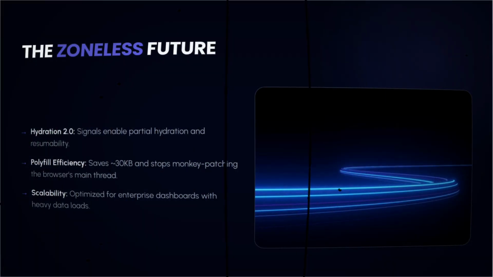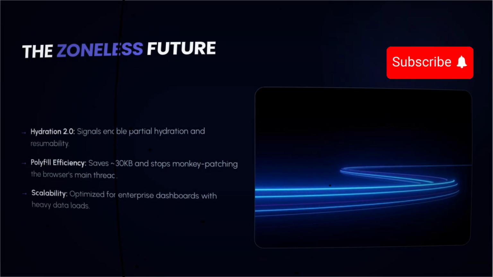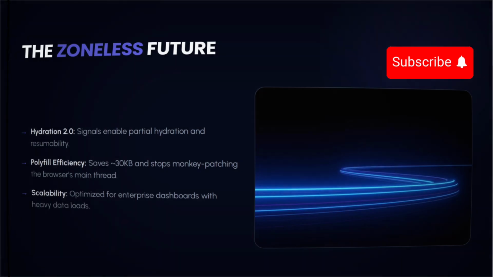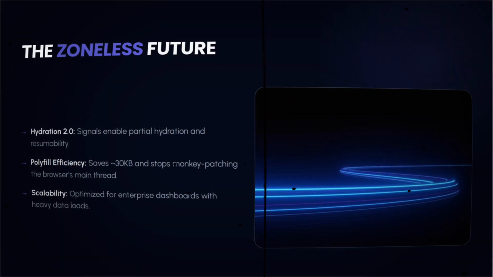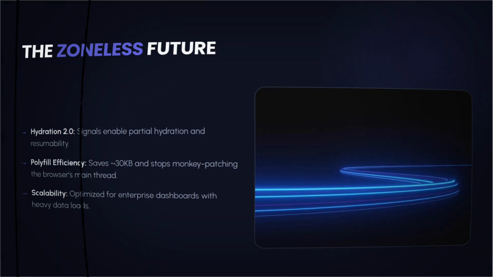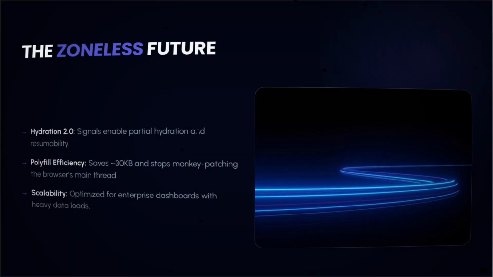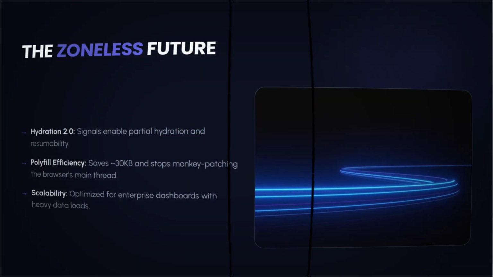Section 3. The Zoneless Future. Finally, let's look at the horizon, zoneless and resumability. Why is the team at Google obsessed with removing Zone.js? The answer is hydration. Traditional full-client hydration is slow and expensive. By using signals and moving to zoneless mode in Angular 18, we are paving the path for partial hydration.